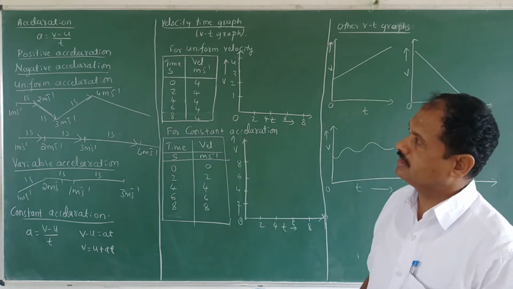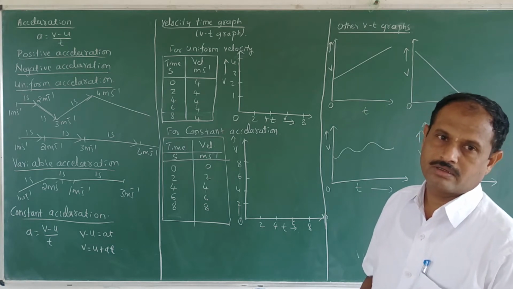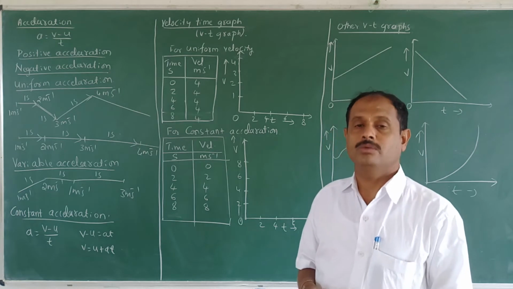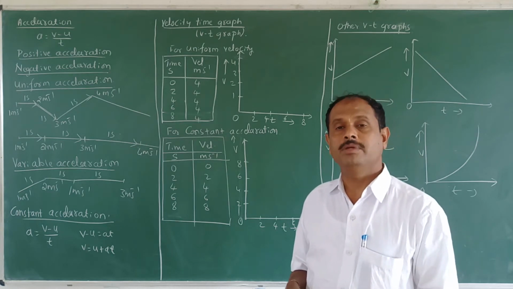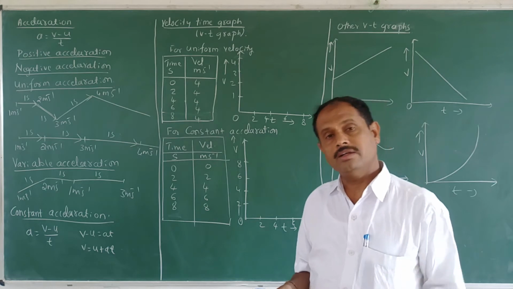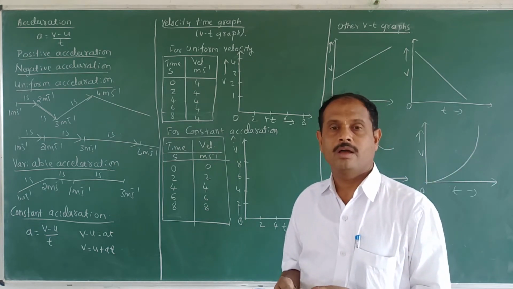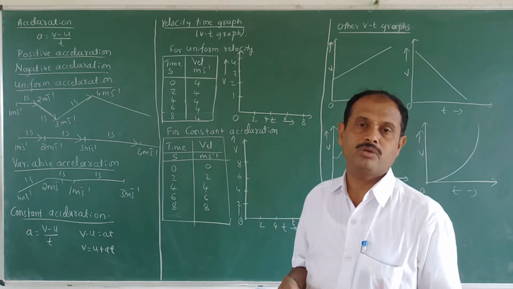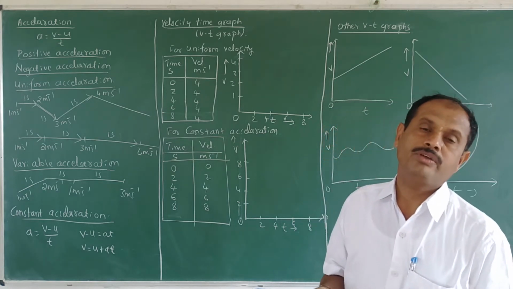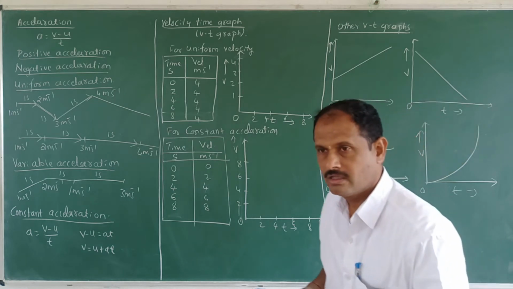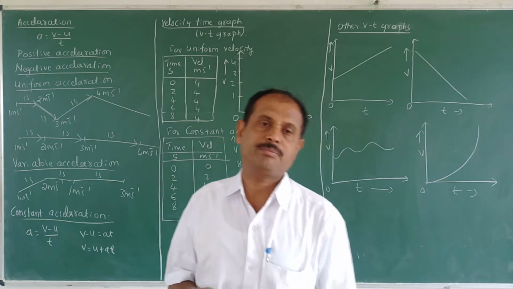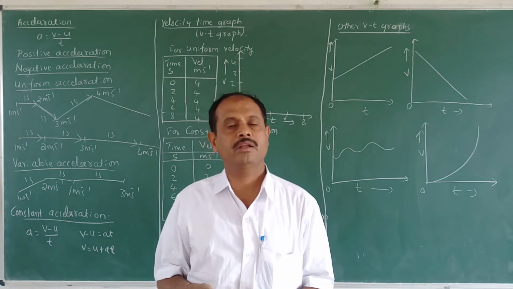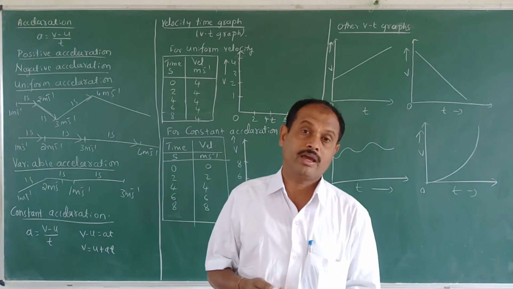Then you already know acceleration. Let us take a particle that moves with a certain initial velocity, and then it increases or decreases, whatever it may be. If there is a change in the velocity, there will be acceleration. How do you define acceleration? The change in the velocity of the particle per unit time is called acceleration.